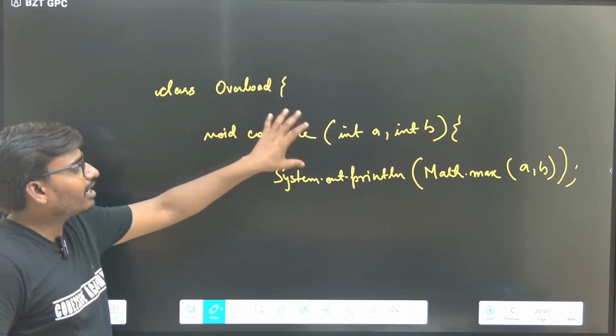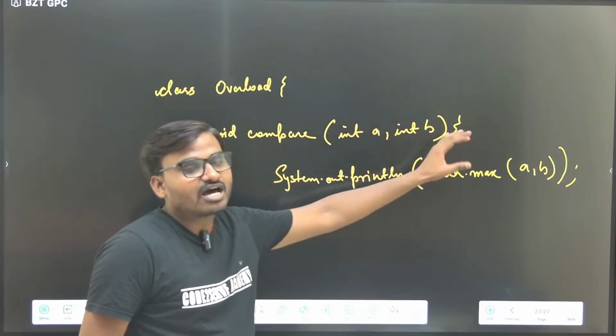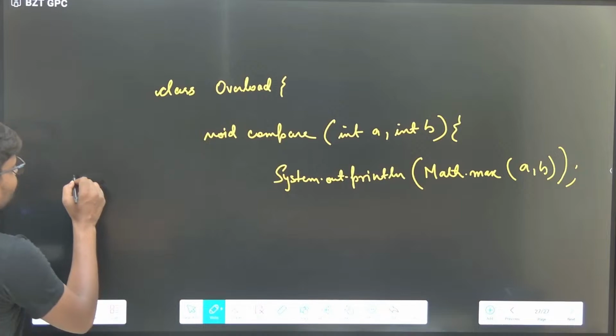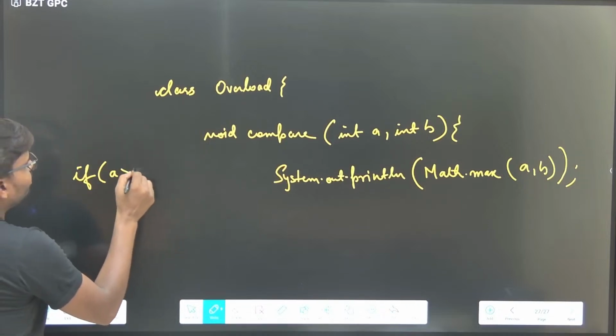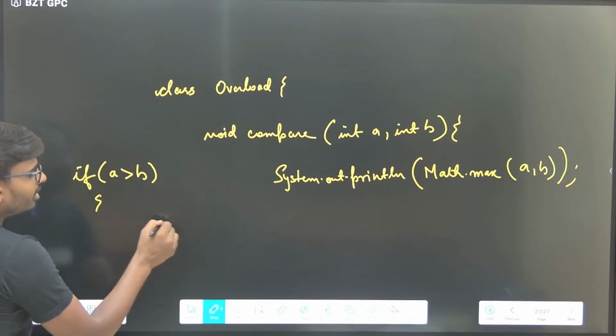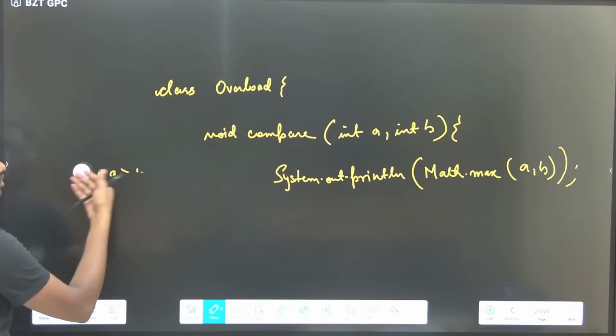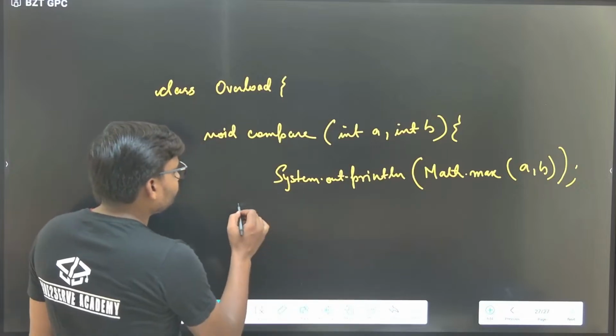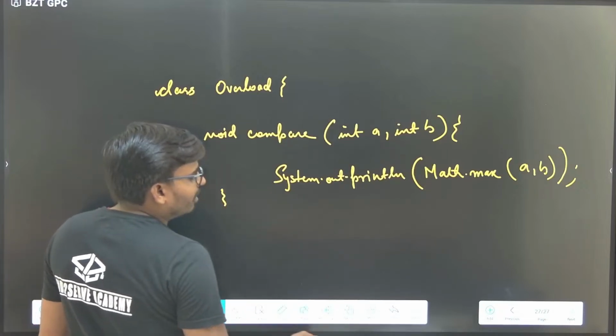Now suppose you have to print the smallest value out of these two, so you will do Math.min, or you can write this logic: if a greater than b, then I will print b, else I'll print a. This also you can do, or directly you can do it in one line. Okay, now the first part is done.